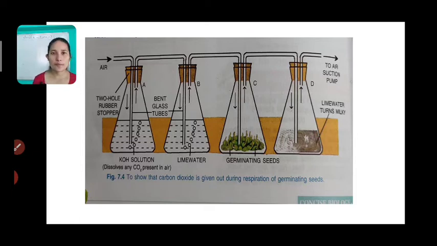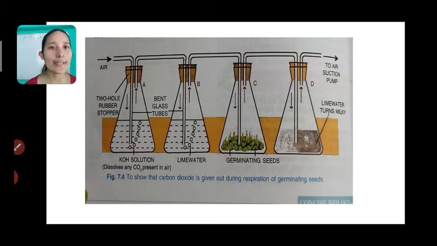Flask A has potassium hydroxide solution, B has lime water, C has germinating seeds, and D again has lime water. Now you pump in the air from the outside, the atmosphere. Flask A has a potassium hydroxide solution. What does it do? It makes sure that if there is any carbon dioxide present in the air, it is dissolved in the potassium hydroxide solution, and whatever air is coming out of flask A would be devoid of carbon dioxide.